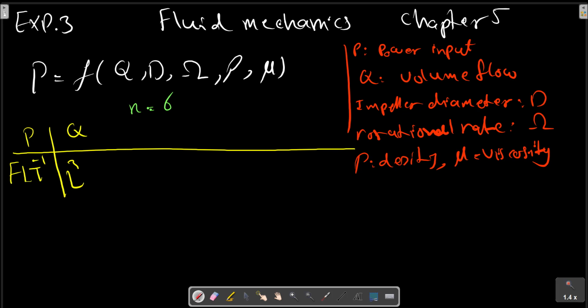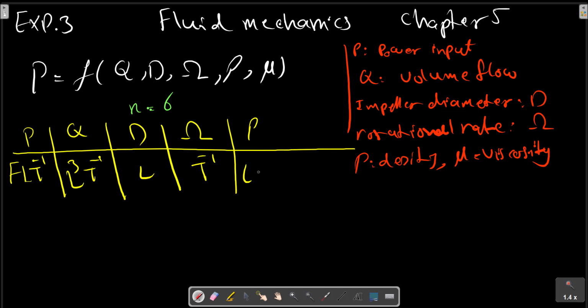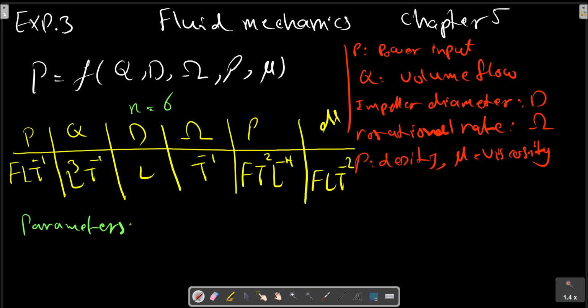Q is L3 T minus 1, D is L, omega is 1 per second, which is T minus 1, rho we should write as a function of F, because it is F T2 L minus 4, and for mu we write F T L minus 2. Our system contains F, L, and T as dimensions, and there are 6 parameters.